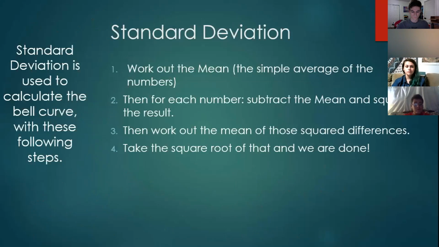Standard deviation. Standard deviation is used to calculate the bell curve with these following steps. Number 1, work out the mean, the simple average of the numbers. Number 2, then for each number, subtract the mean and square the result. Number 3, then work out the mean of those squared differences. Number 4, take the square root of that and we are done.